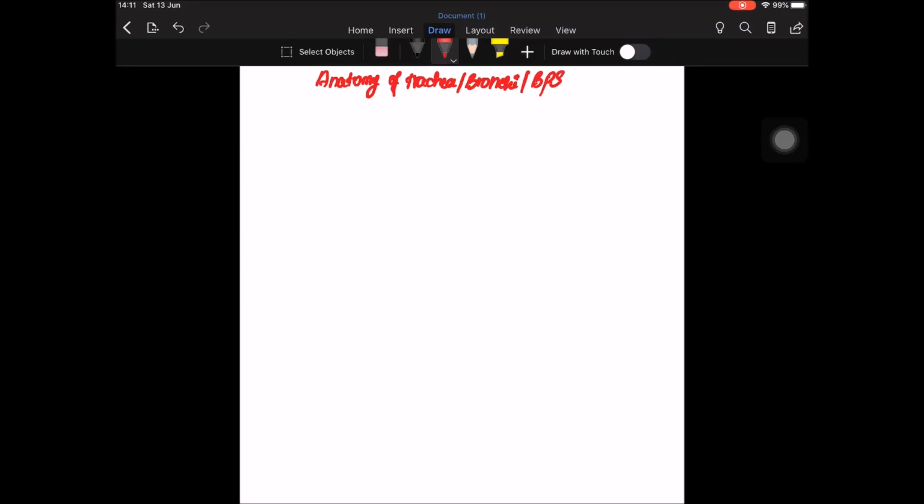So today we are going to see the anatomy of the trachea, bronchi and bronchopulmonary segments, which is important for FMG or AIIMS examination, Krok 1 examination or Step 1 examination in Ukraine, which is also used for Step 1 examination in USMLE. So first of all, we'll see some important points of the trachea.